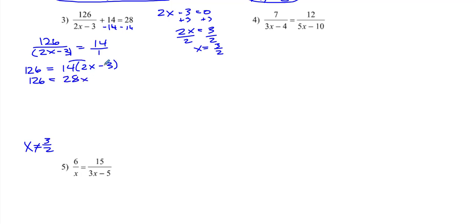28x. 14 times 3. 10, 20, 30. 4, 8, 12 minus 42. Okay, now I'm going to add 42 to both sides.